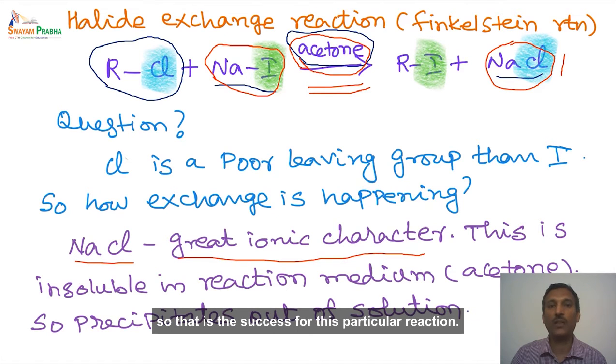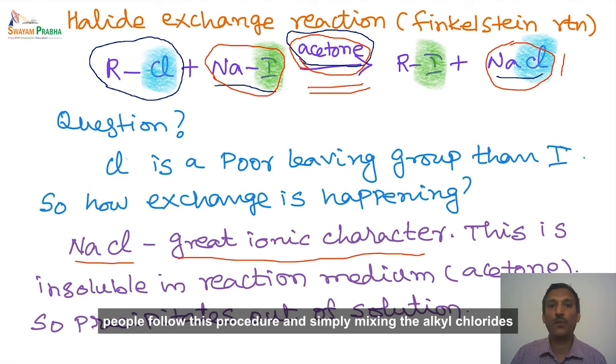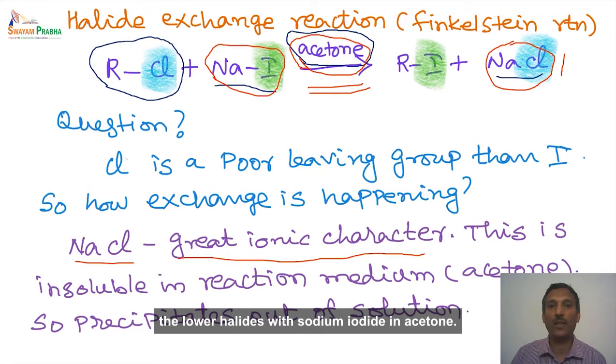So that is the success for this particular reaction. And this reaction is very simple to carry out. That's the reason in many synthetically useful reactions where the chloride has to be replaced by a better leaving group, iodide, people follow this procedure, simply mixing the alkyl chlorides, the lower halides, with sodium iodide in acetone.